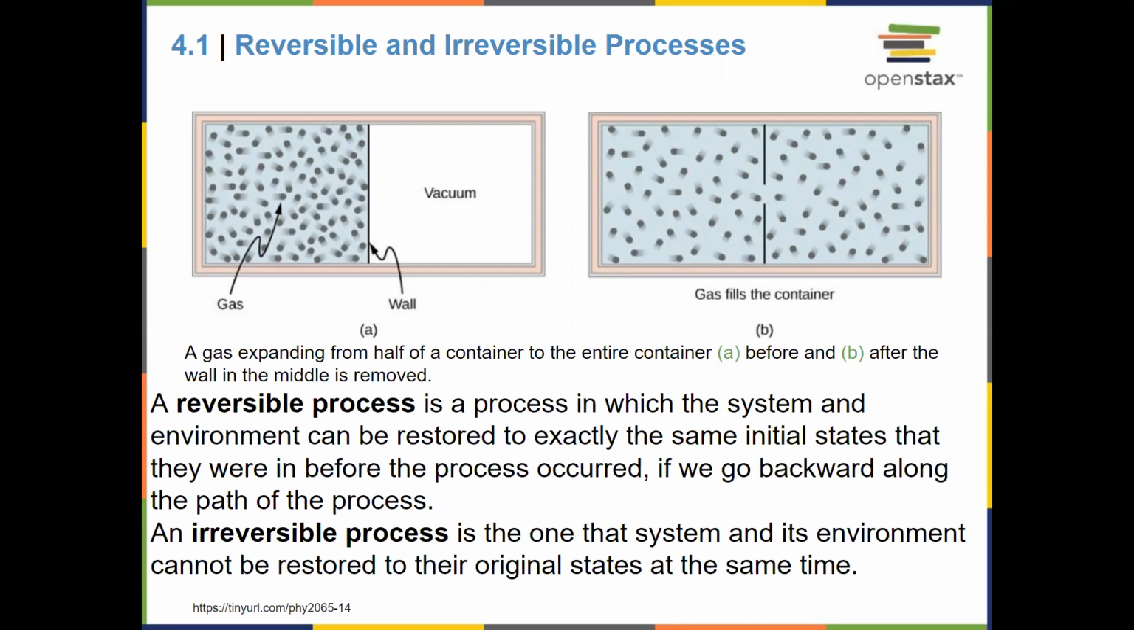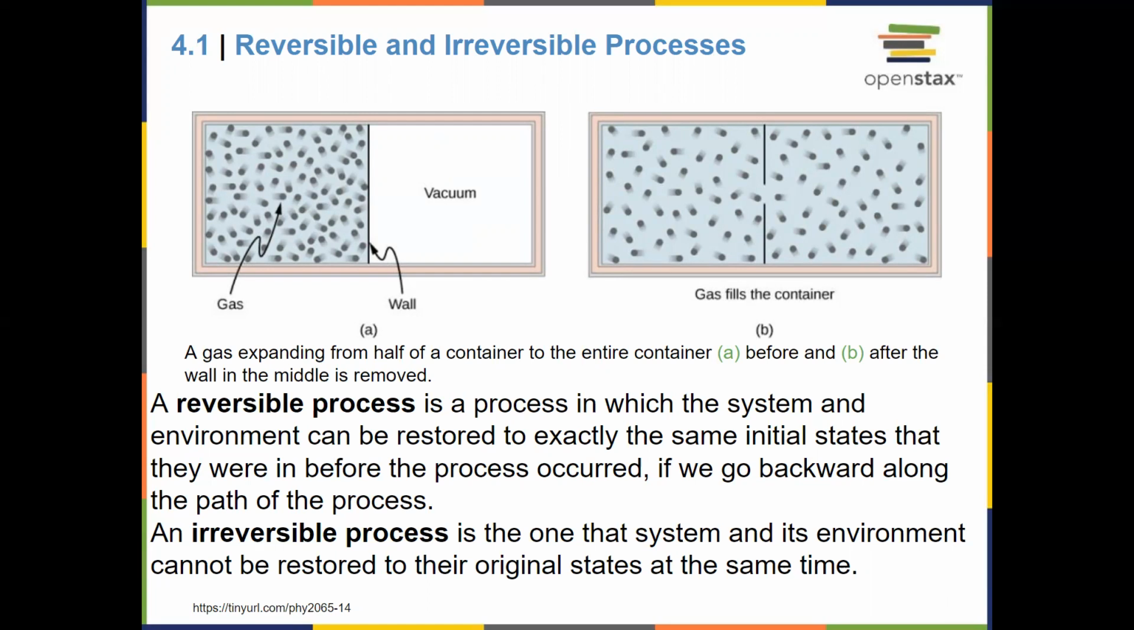In reality, you actually couldn't do that, because you can imagine having the process go very slowly, but when it's done, something cannot be restored, either for the system itself or for the environment. So it's not possible to have both the system and environment restored to the original status without causing some change that cannot be recovered. So in reality, all thermal processes that happen are irreversible processes.